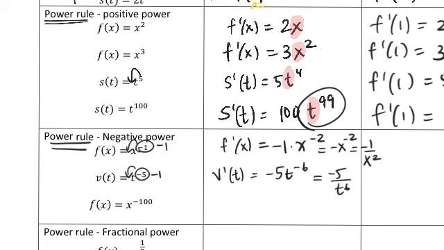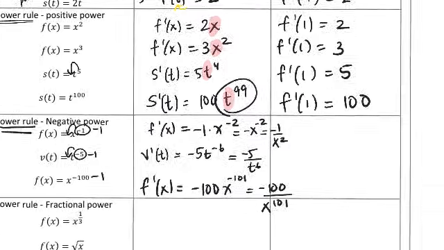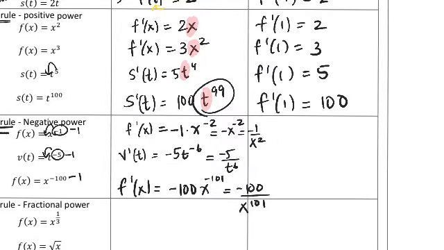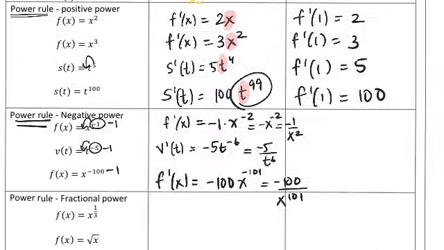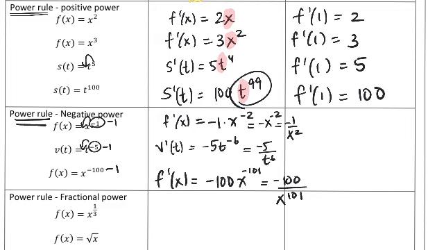If f of x is x to the negative 100, pause the video and see if you can get that. F prime of x will be negative 100 x to the negative 101. Written as a positive exponent, that would look like negative 100 divided by x to the positive 101. With these derivatives, when you have a negative power to start with, you can see that none of them can be evaluated at 0. We're not going to be able to find f prime of 0, but we can find f prime of 1 for each of these and get a number out.